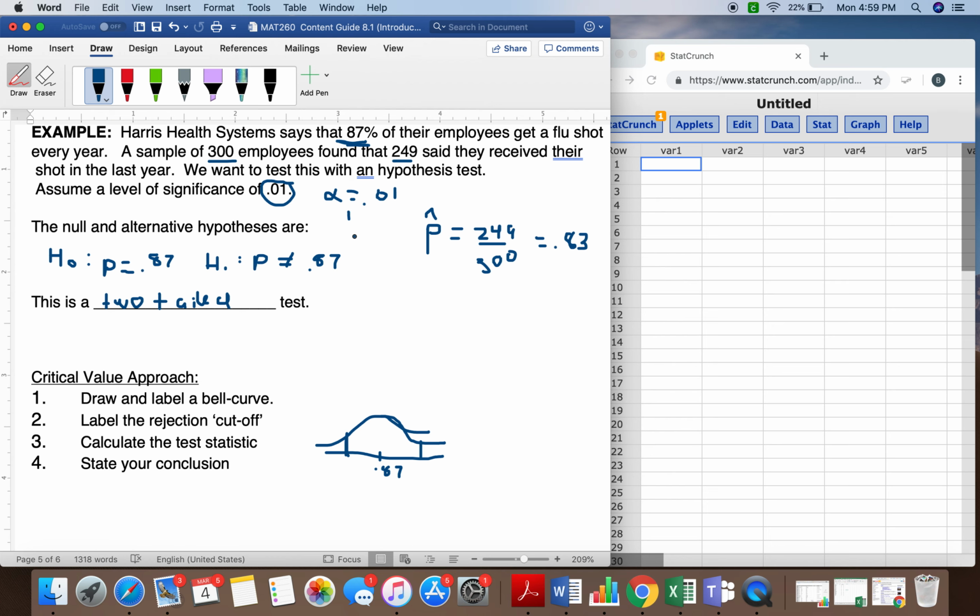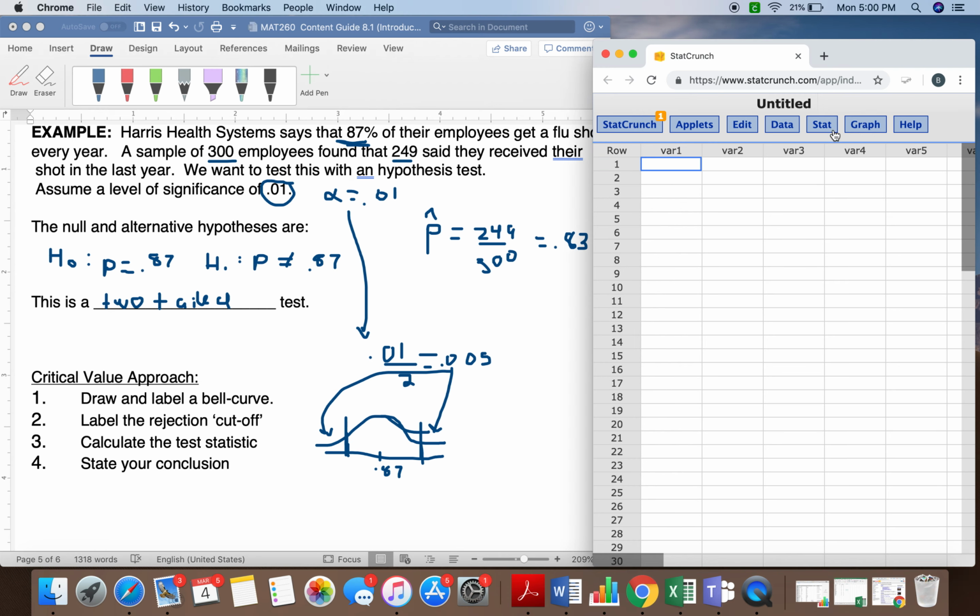And this alpha is going to tell us how much area is in each of these. So because we have two tails, we need to divide this by 2, which will give us 0.005. So there's going to be 0.005 in this side and 0.005 in this side. So we want to figure out what these z values are that are going to be on this curve.